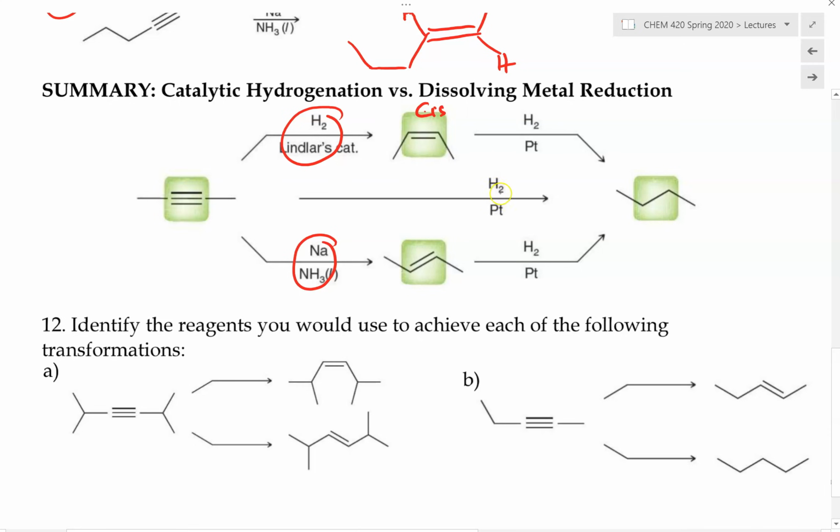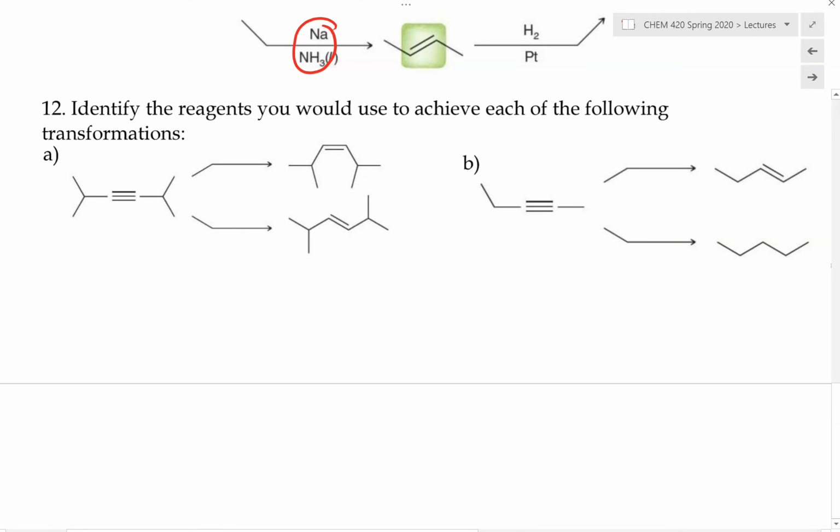Now, if we were to use hydrogen in the presence of a platinum or another type of metal catalyst, then we'll be able to reduce this alkyne all the way to the alkane. And again, depending on which method we use, we will be able to obtain the desired product that we want. So now let's try some practice problems right here. Identify the reagent that you would use to achieve each of the following transformations.